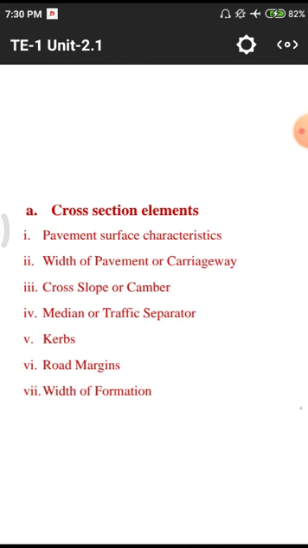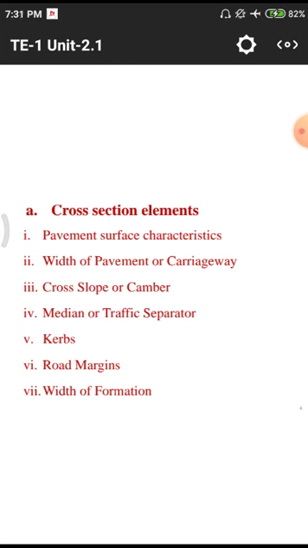Okay, these cross slopes have to be maintained to counter the centrifugal forces. Next one, median or traffic separator. A traffic separator means, exactly at cross sections, to control the traffic from one lane to another lane, we need to provide different kinds of separators at junction points and others.